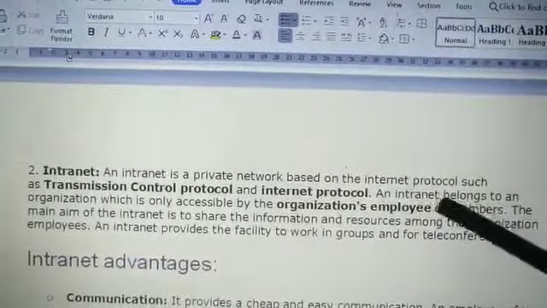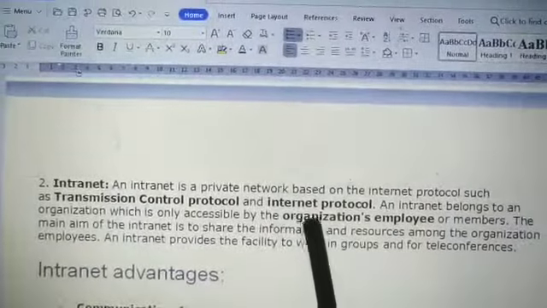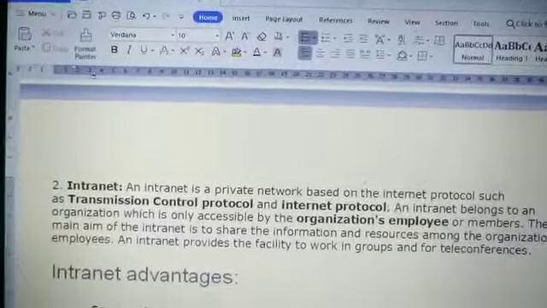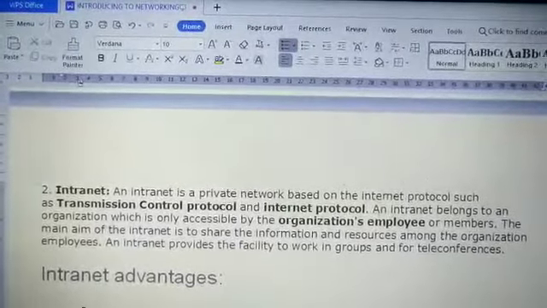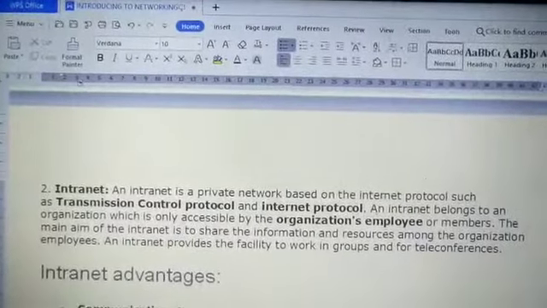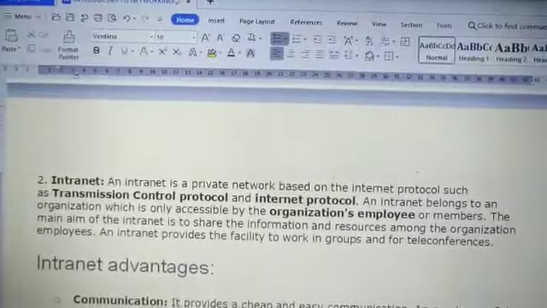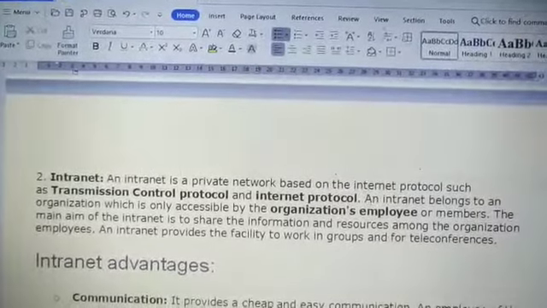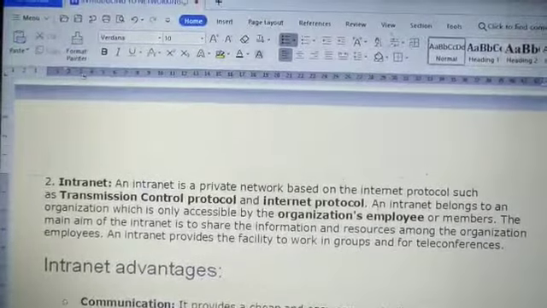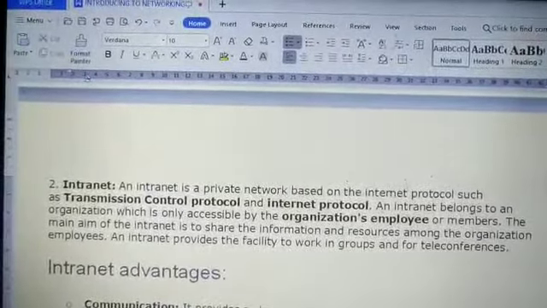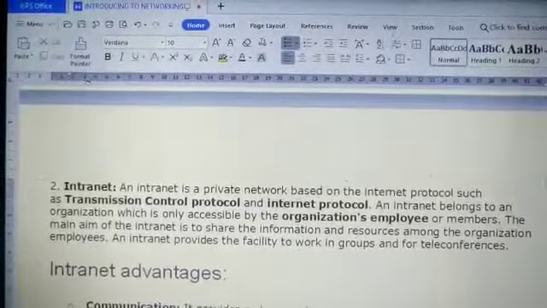An intranet belongs to an organization and is only accessible by the organizational employees. Suppose any forest department of our state. They have a different set of networks, and only the employees who have access credentials can access the secure data, their internal departmental files and information.